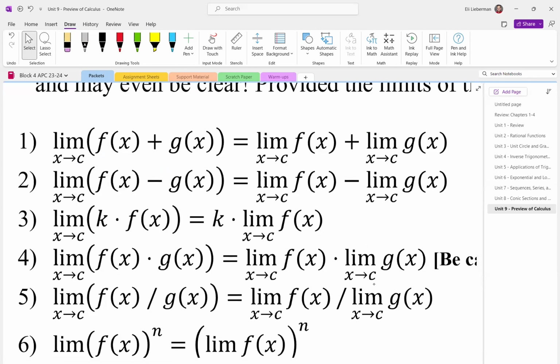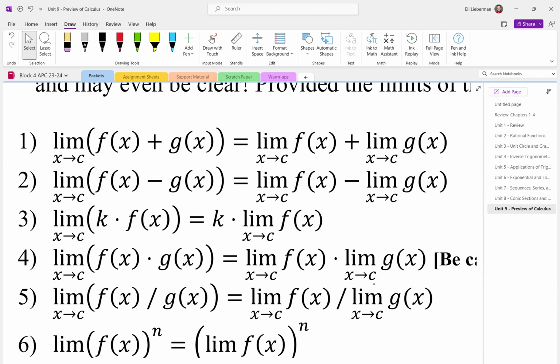All this is, oh, I froze the screen, didn't I? Okay, all this is saying is that the first one, if you have a limit of a function plus another function, is equal to the limit of the first function plus the limit of the second function. It's like the distributive property, but it looks just the same. Same thing with subtraction.